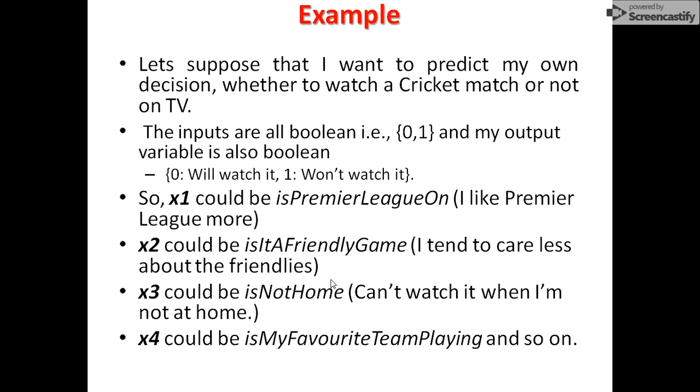Say I want to predict my own decision whether I want to watch a cricket match on TV or not. So the inputs I will have will be in Boolean forms. We have 4 inputs that I am representing with x1, x2, x3 and x4, where x1 says whether this cricket match is a Premier League or a friendly game, or whether I'm at home or not, or whether the team that is playing is my favorite team or not. So these are 4 inputs and they have some binary value, true or false. And my output variable will also be Boolean, like I will watch the match or I will not. So 0 and 1, in that case we can represent it. So we are taking the inputs and output in Boolean formations.